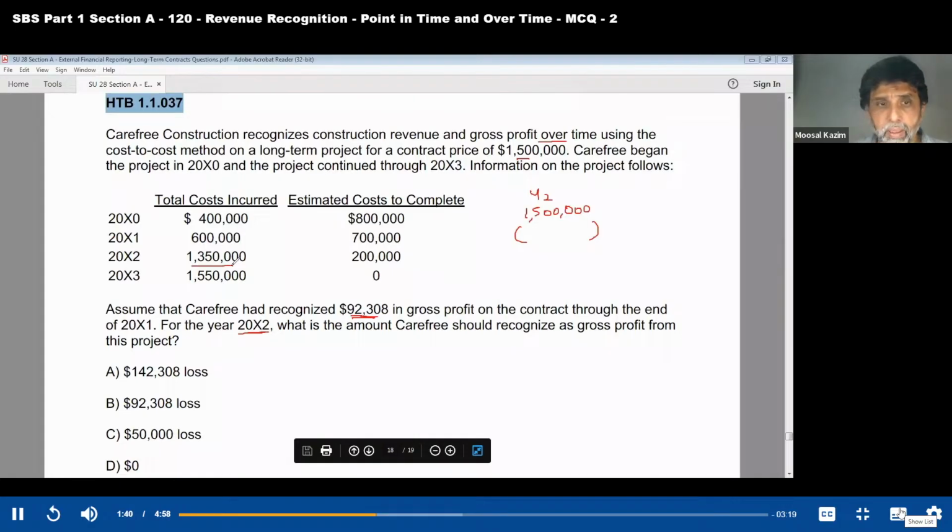It has to be cumulative. It cannot add up, even though they told you the total costs incurred. So to date, it is 1.3 million, plus they require another 200,000 to complete it. So now it's exceeding the project contract price. It's becoming 1,550,000. So we have a loss of 50,000 for year 2.